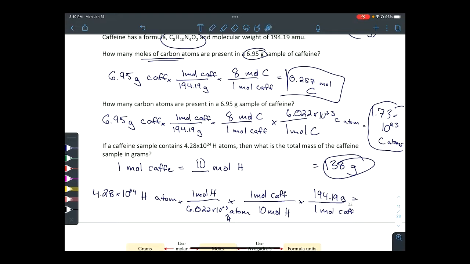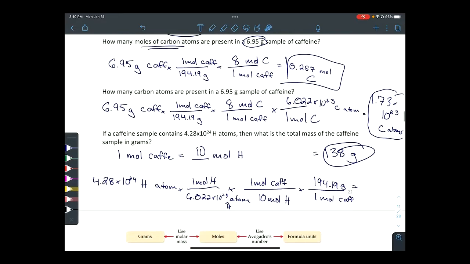So the big thing to recognize here is that we are given hydrogen atoms in the entire sample, so we need to come up with this relationship that can relate hydrogen atoms, moles of hydrogen atoms, to the moles of the actual sample caffeine that we have.